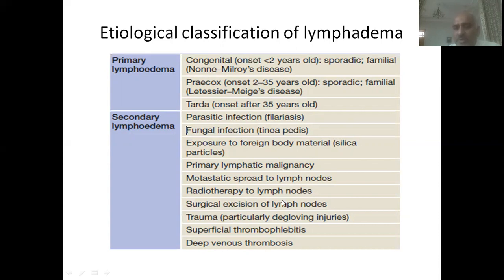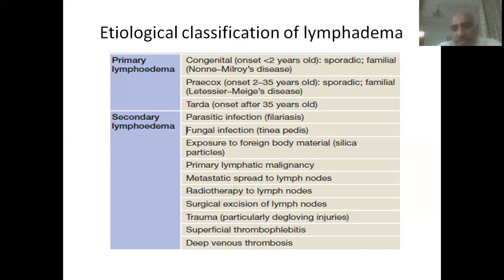Radiotherapy to the lymph nodes. Why radiotherapy? Sometimes in breast surgery, we remove the breast and we do not remove the lymph nodes, but we give radiotherapy. Radiotherapy can damage lymph nodes, and sometimes we remove lymph nodes. So surgical excision or radiotherapy will give rise to lymph node dysfunction. Severe trauma, like a degloving injury in which all the lymphatics are gone with the skin, will again give rise to secondary lymphedema.